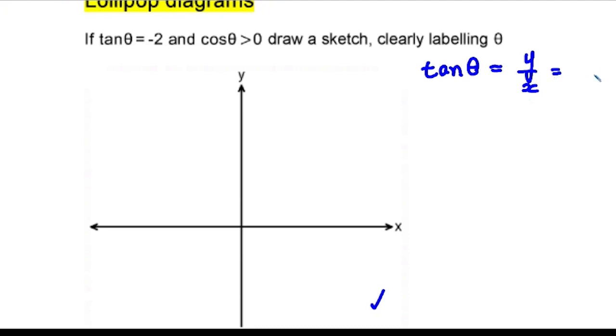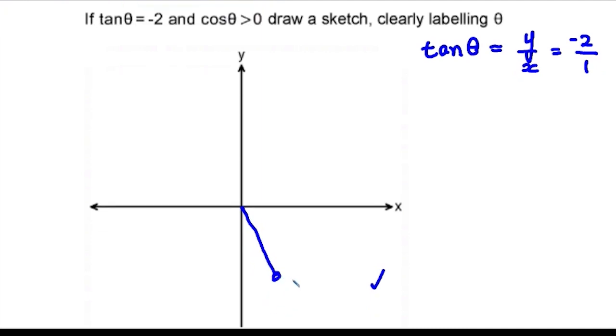We can write negative 2 as a fraction, 2 over 1. In quadrant 4, it is clear that the y is actually negative and the x is positive. So we're looking at something like this. Right, and some people draw a big dot there and they say that this looks like a lollipop, hence the name. Right, so 1, negative 2.